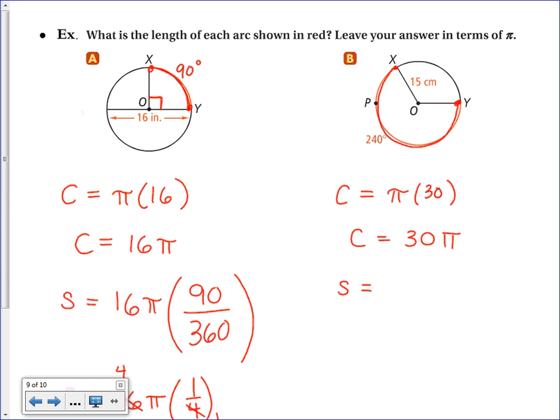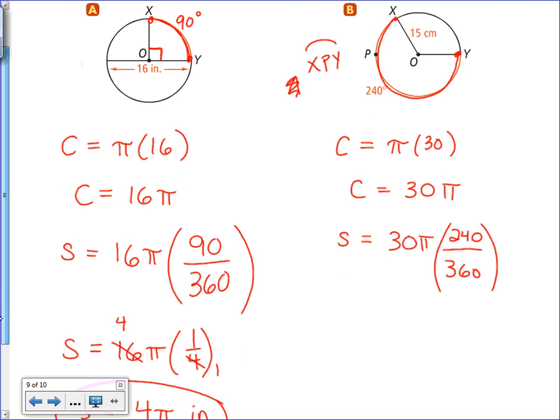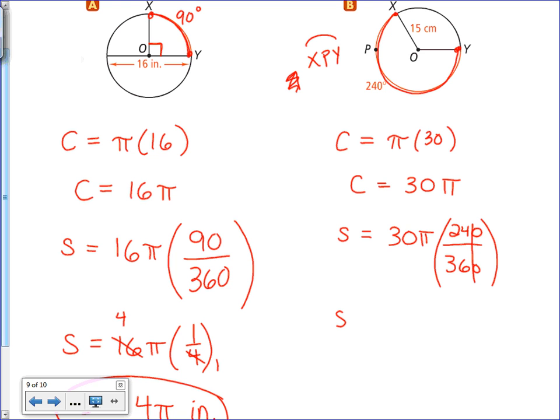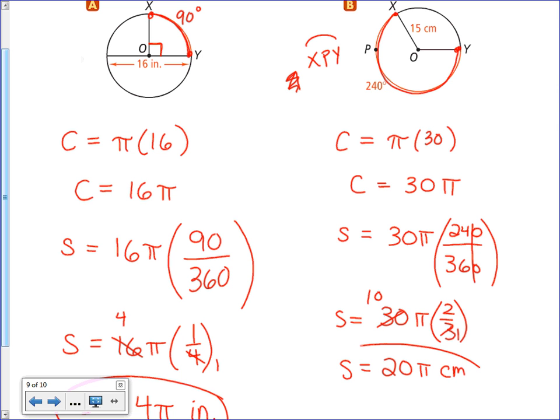For the length of the arc that we want to find, which is major arc XPY, that's the arc we're trying to find. We want to do the circumference of the entire circle multiplied by the ratio 240 over 360. That's the fraction of the circle that we're trying to find. To simplify 240 over 360, that's going to go nicely. Imagine crossing out those zeros. 24 over 36 is just 2 over 3. So we end up doing 30 pi times 2/3. I can cross simplify, make this a 10 and a 1. And then it's going to end up just being 10 times pi times 2, which is 20 pi, and the units will be the same as whatever the radius units were, so centimeters.